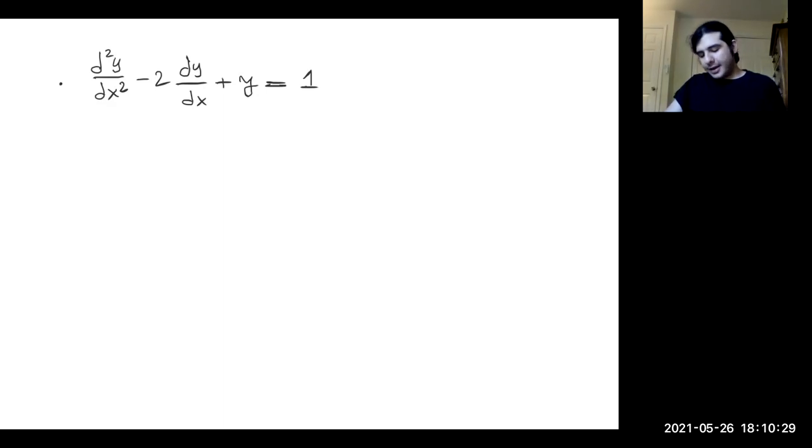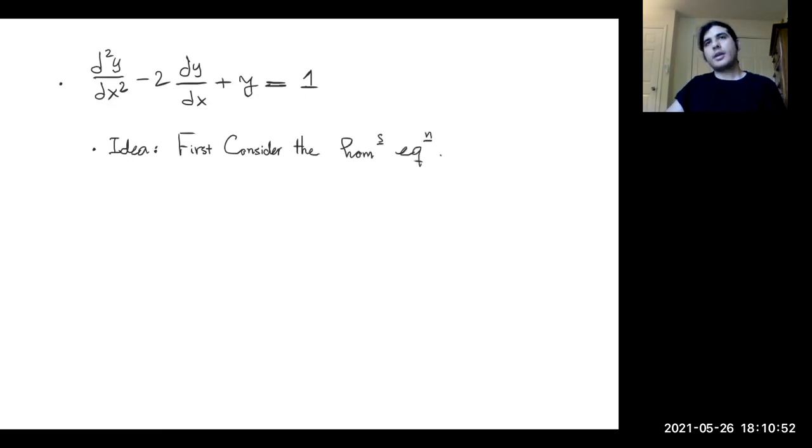Let's see. So the idea here is, that's always, I think, the idea, is first to consider the homogeneous equation. What do I mean by that? Just ignore that term which does not have y. So it would be the second derivative of y with respect to x minus 2 times the derivative of y with respect to x plus y equals 0.